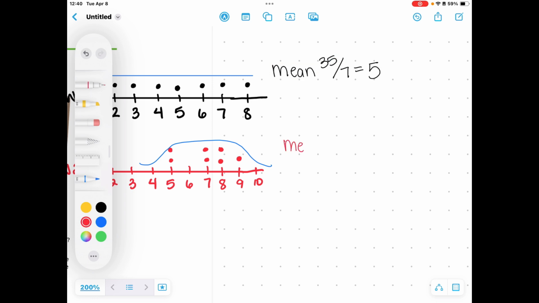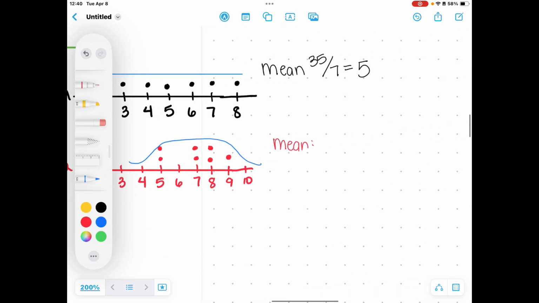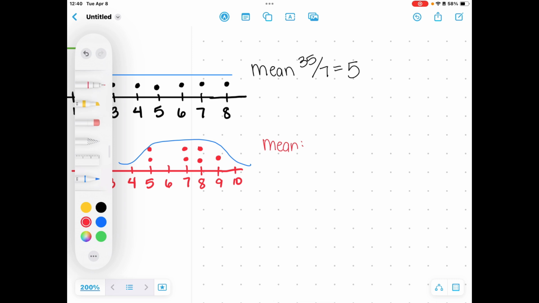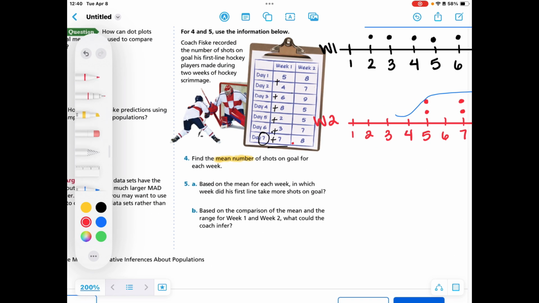Now we repeat these exact same steps for week 2 as well. I'm going to go back over here and just look at these values real quick. So I have an 8 plus 7 plus 9 plus 5 plus 5 plus 7 plus 8. That's going to give me a 49. Divide that by 7 as well for the 7 days, and that mean value is 7. So for this answer, the mean for week 1, well, that is going to be, we said a 5, where week 2 came out to be 7.